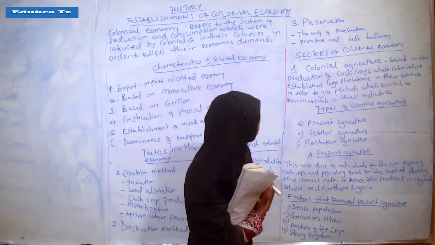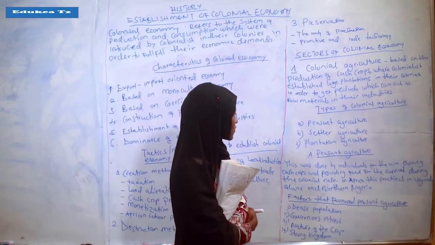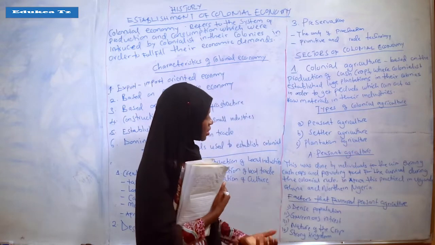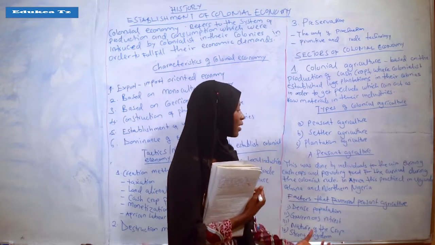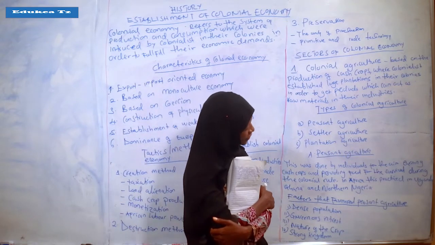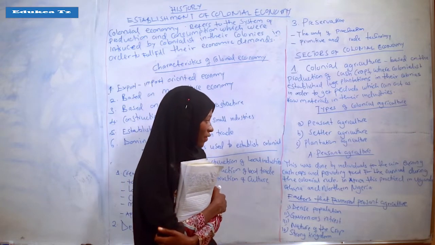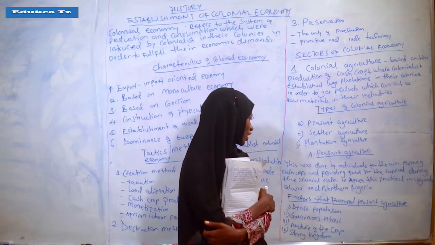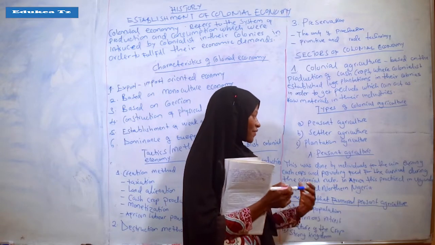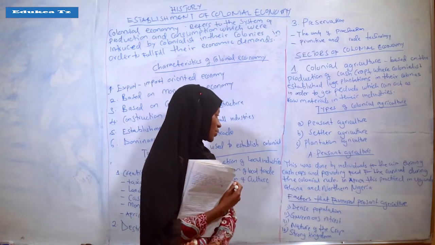So, colonial agriculture had some types. These types are peasant agriculture, settler agriculture, and plantation agriculture. Starting with peasant agriculture. This was done by individuals for the aim of earning cash and providing foodstuff for survival during the colonial rule.